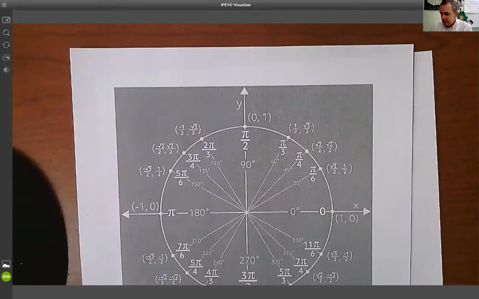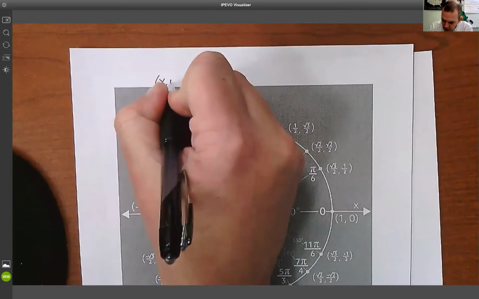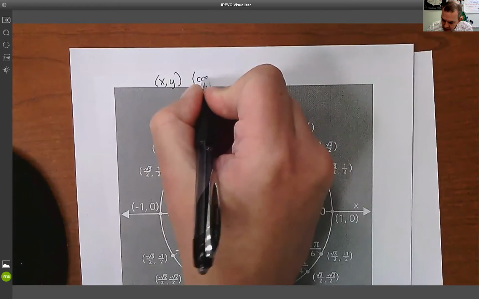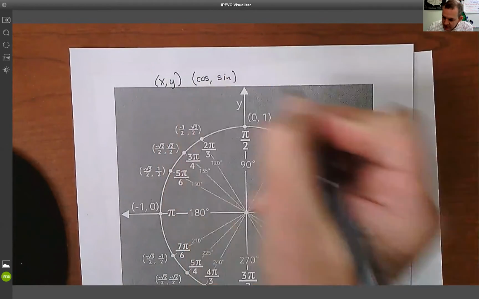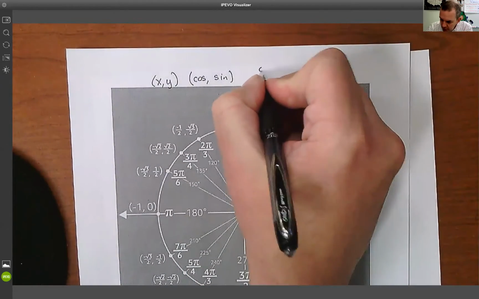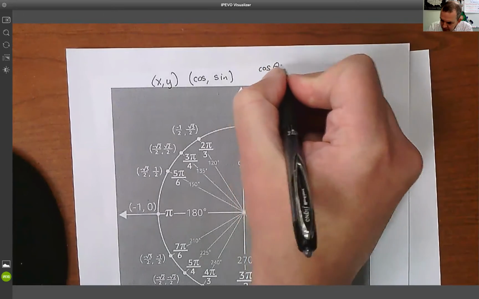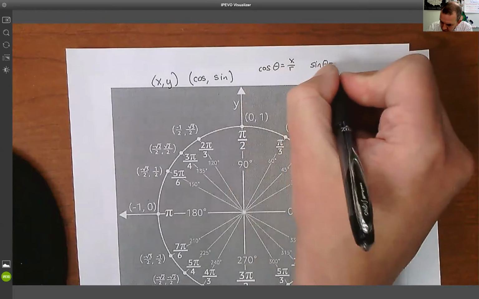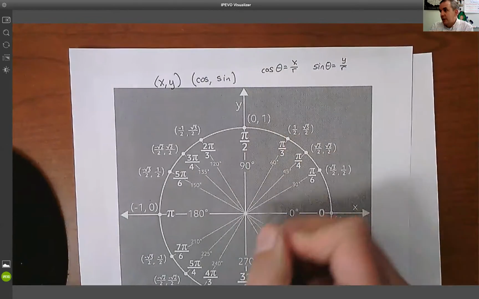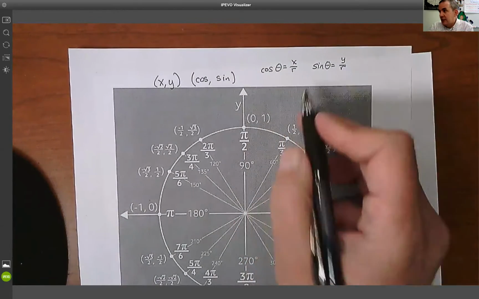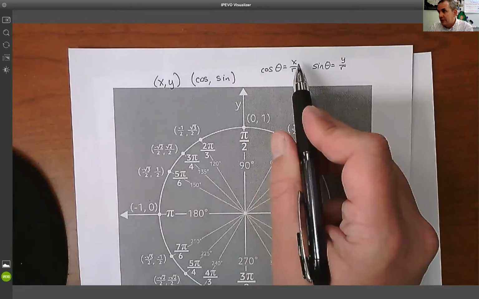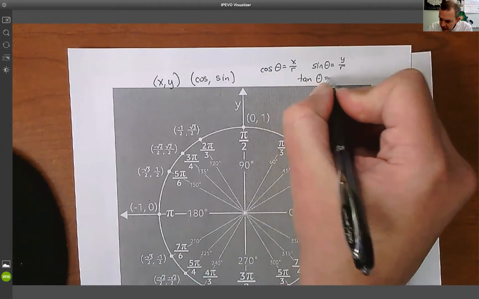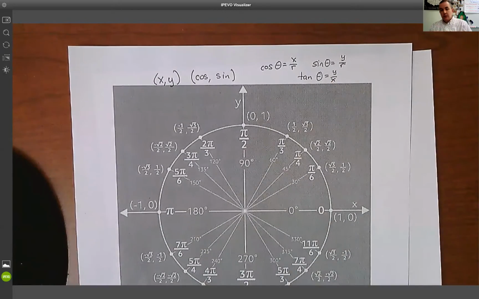And the thing to remember on this is if you remember our coordinates are x comma y, that means when I look at these numbers out here on the end, it's going to be cosine comma sine. And the reason that is because if you remember from what we did before break, cosine of theta was x over r, sine of theta is y over r. And since I said the radius is 1, all of these denominators are 1. So cosine theta is x, sine theta is y. And then we'll come back to it, tangent of theta is going to be y over x. I'll just kind of finish off the circle.